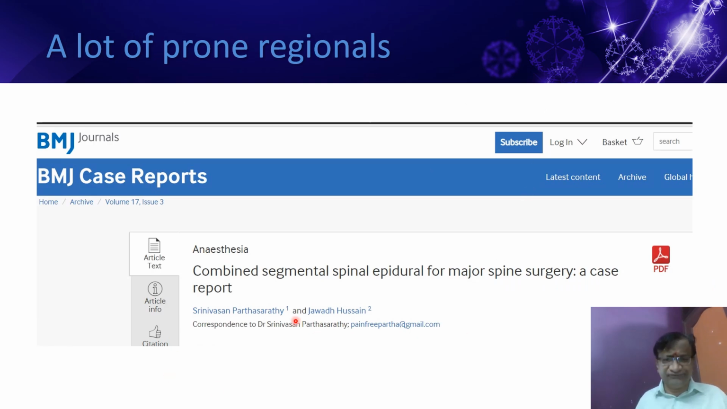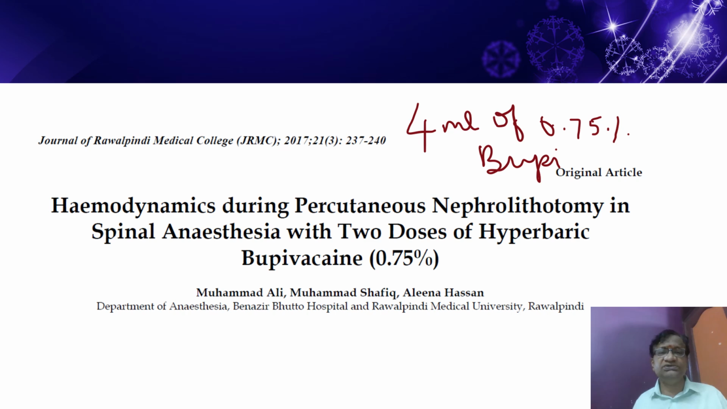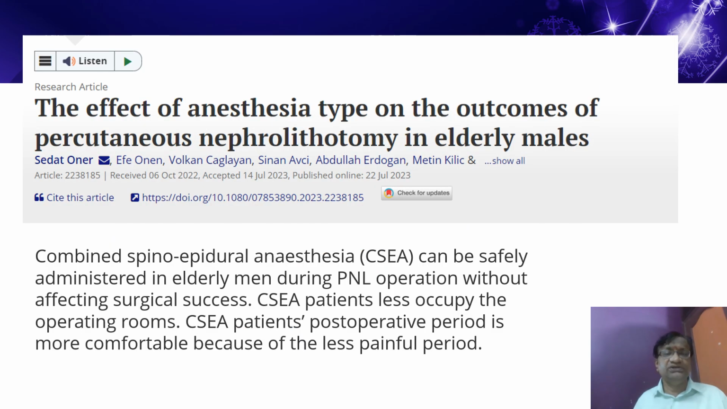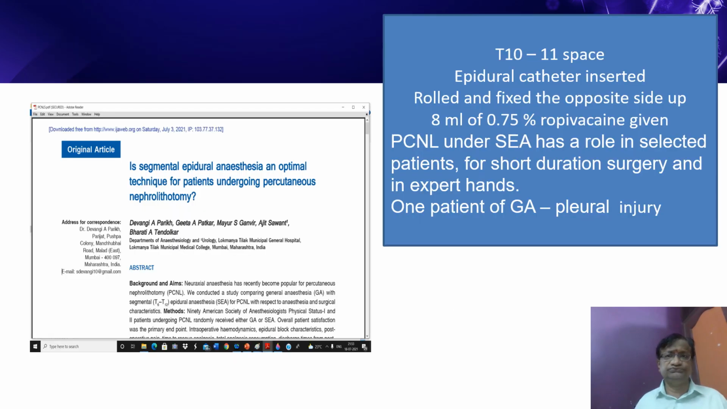So we have done a lot of prone position surgeries. For example, this was published. This is not related to PCNL, but this is done for major spine surgeries. There are two doses, 4 ml of 0.75% bupivacaine given here. Combined spinal epidural can be safely administered. They occupy less operating room time. The postoperative period is more comfortable. This is not old; this is 2023. We are in 2024.